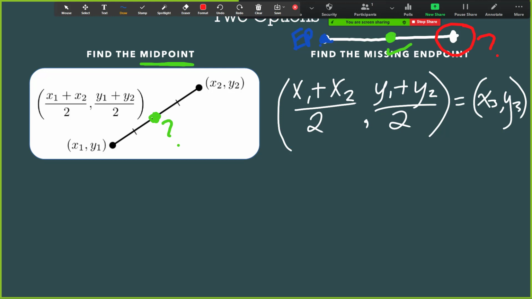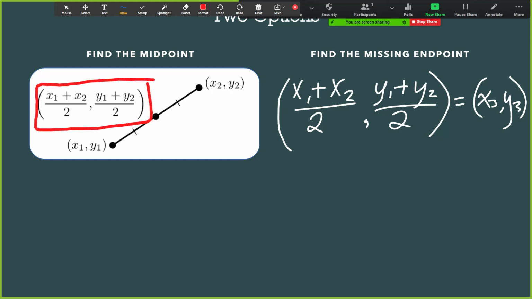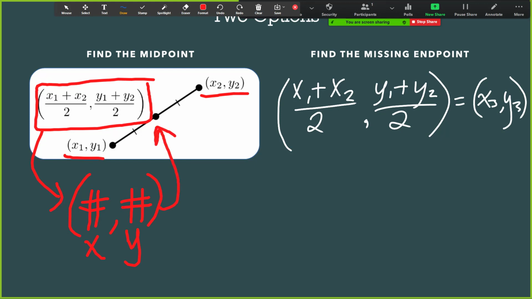Alright, so really quick, for these 2 types of problems, finding the midpoint is easier because you just use this formula. So with 2 points, plug it into the formula, and then solve. You should have a number and a number. This is the x value, this is the y value of your midpoint.